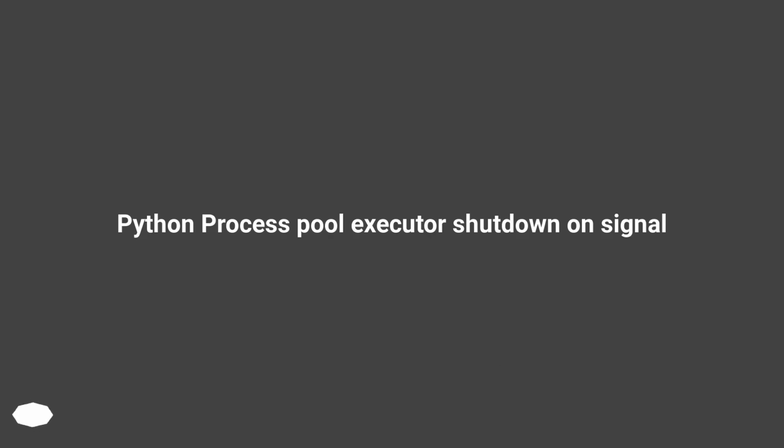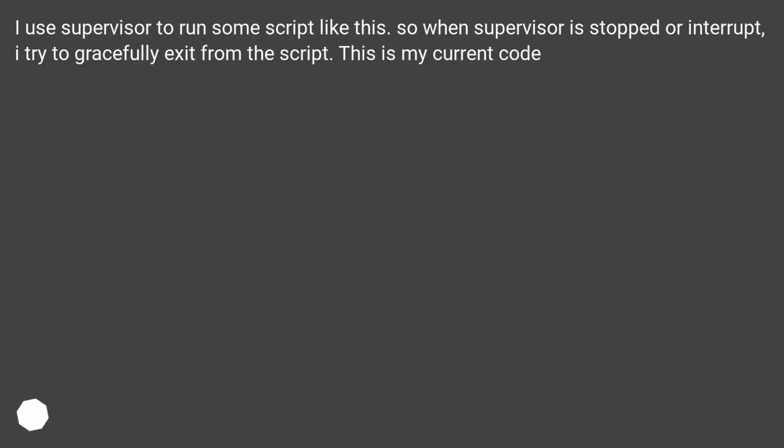Python process pool executor shutdown on signal. I use supervisor to run some script like this. So when supervisor is stopped or interrupted, I try to gracefully exit from the script. This is my current code.